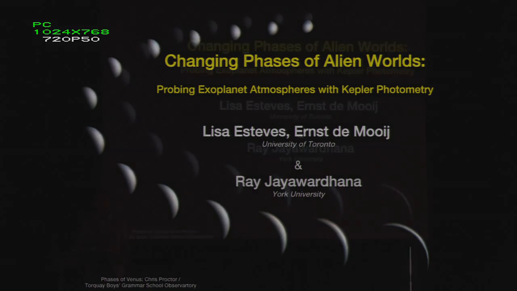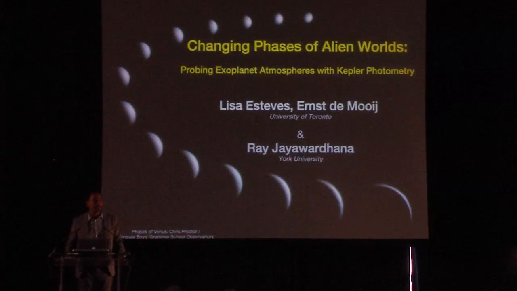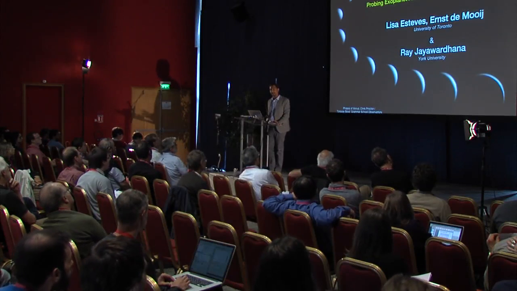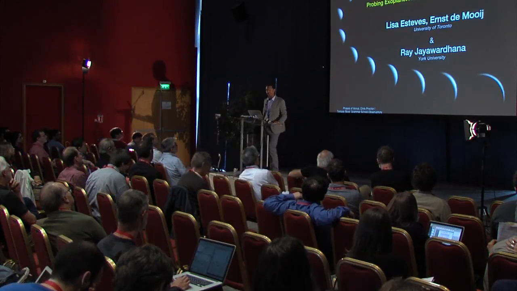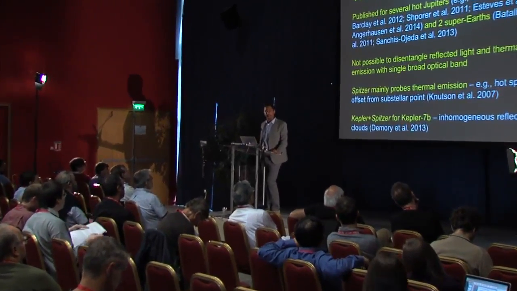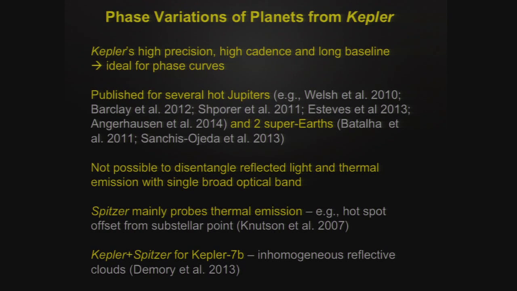This morning, I'd like to share with you a bit of work that my PhD student, Lisa Esteves, postdoc Ernst de Mooij, and I have been doing in recent months, using Kepler photometry to measure phase curves of a number of close-in exoplanets. As you know, Kepler was designed to be a transit machine, but the high cadence, the high precision, and the continuity of the observations mean that the Kepler data are ideal for measuring phase variations of exoplanets throughout their orbits, not just when they are passing in front of the stars.